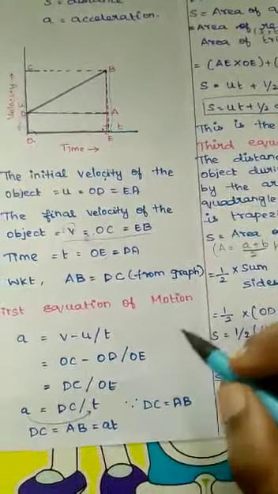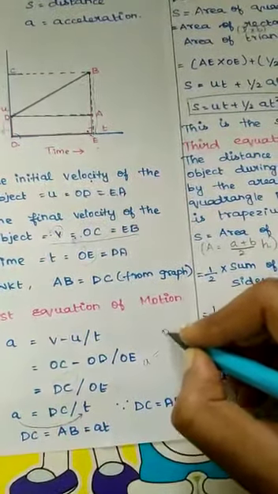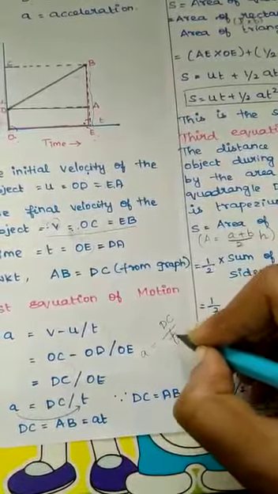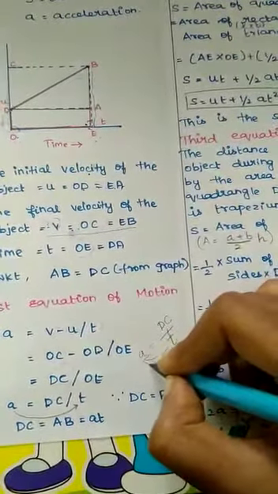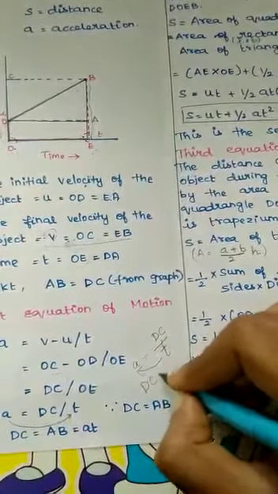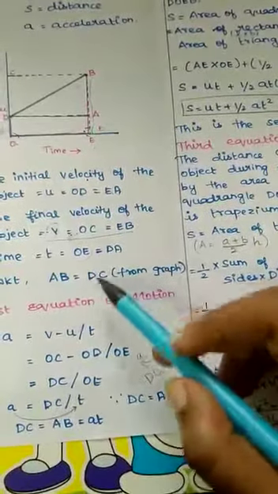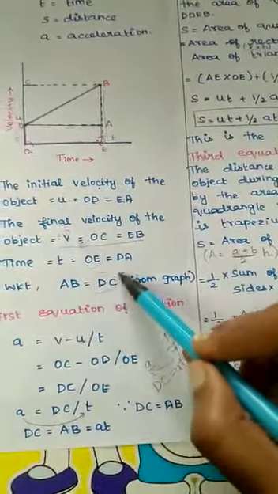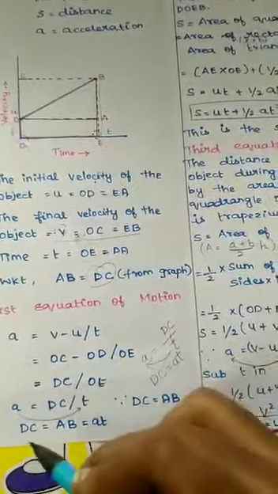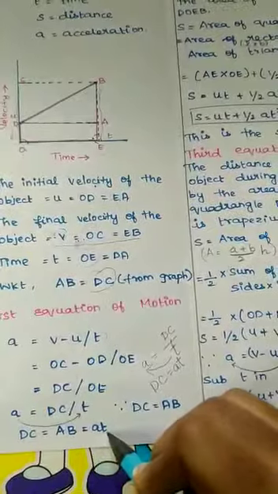Now again you have to write A is equal to DC by T, where OE I am taking as T again. So now when you cross multiply this, it will become DC is equal to AT. When you see the graph here, DC is equal to AB. So you have to write DC is equal to AB is equal to AT.